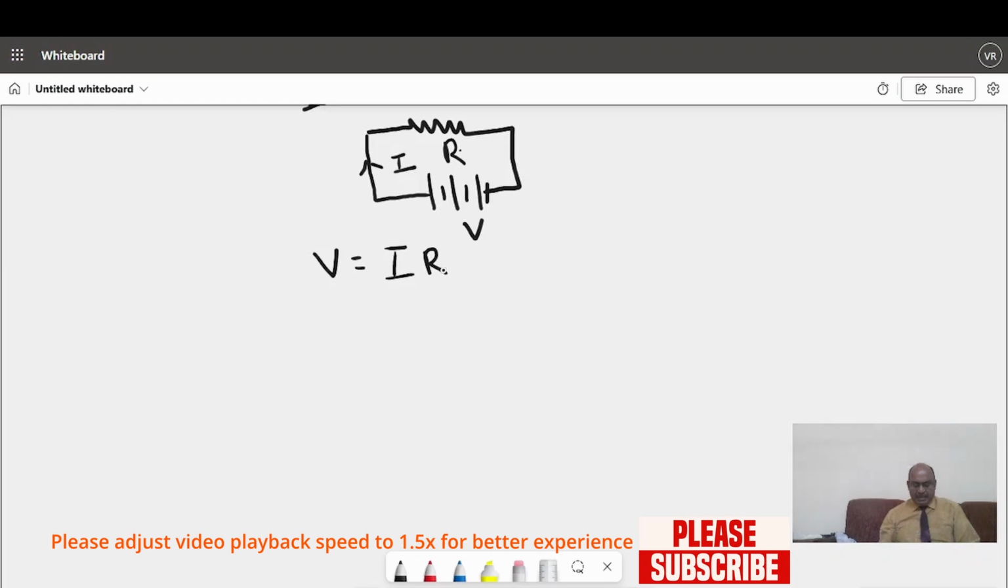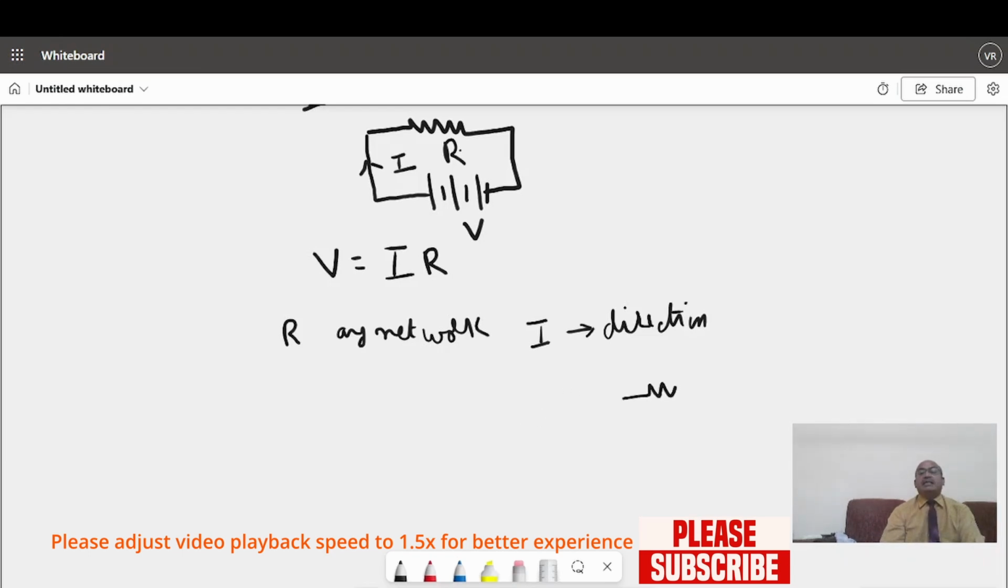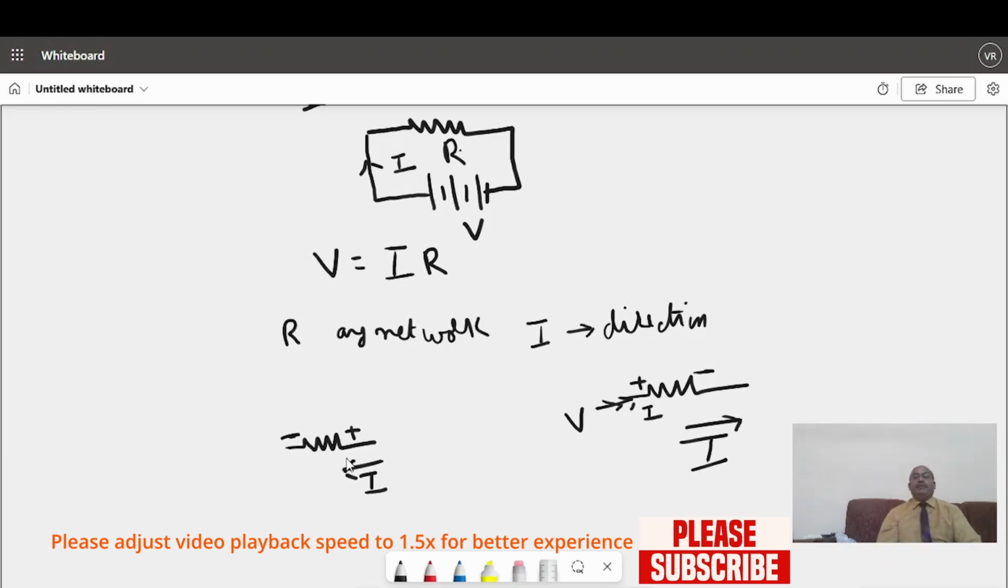For any resistor in any network, the direction of current through a resistor will define the polarity of the voltage drop across the resistor. For example, this is a resistance. This is positive, this is negative, voltage V is applied here, and current I is flowing. This is the direction of current. If the resistance is fed positive here and negative here, the current direction is like this. Always current goes from higher to lower potential.